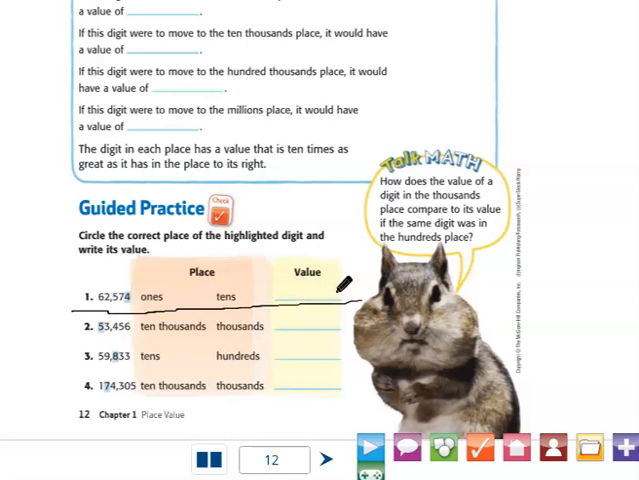This is all for problem number 1. You're choosing whether it's here or here. And then you're writing the value. You can either write it as the digit times the place value or combine it together to be the individual number. And the same thing for number 2. You're just reading across, choosing between these two, which place it's in, and the value of the number. Please do these.